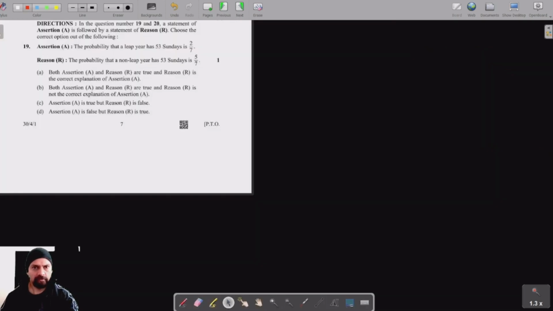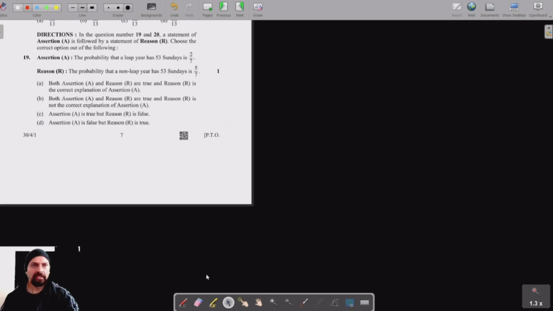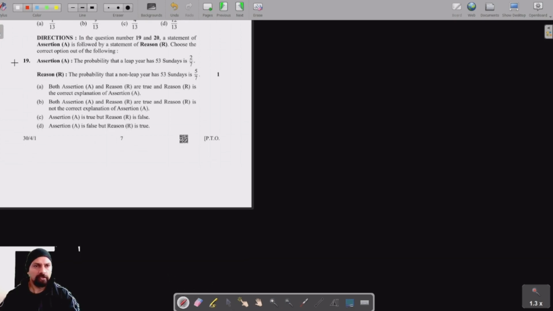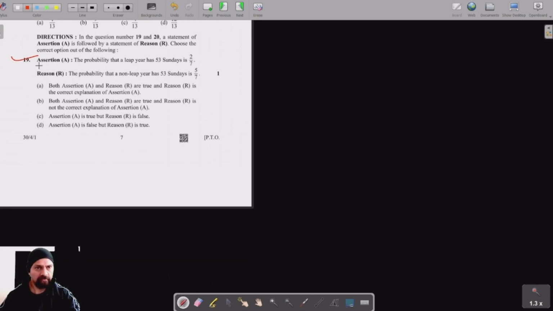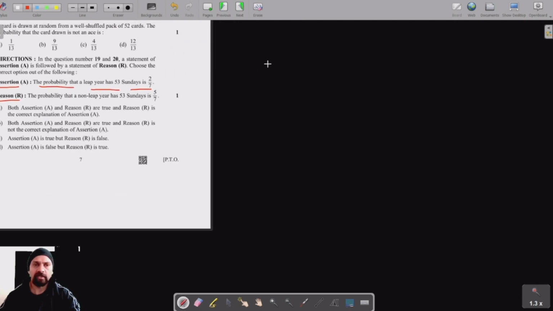Okay, for question number 19, it's given that it is an assertion and reasoning based question. The assertion says that the probability that a leap year has 53 Sundays is 2 by 7.